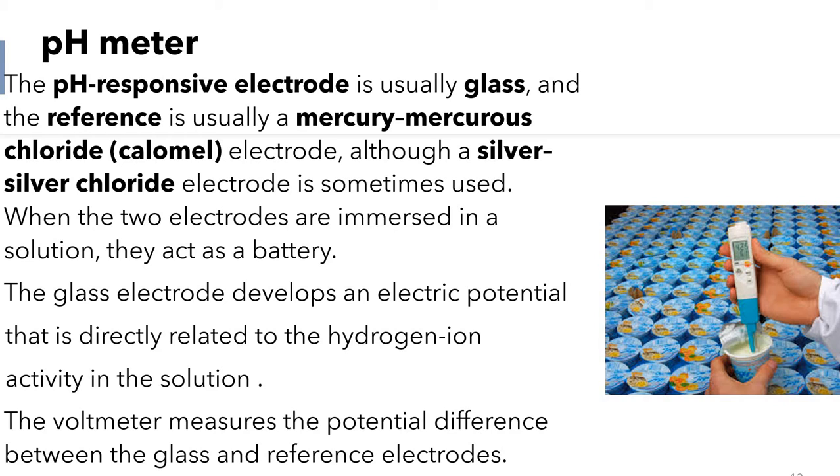When the two electrodes are immersed in a solution, they act as a battery. The glass electrode develops an electric potential that is directly related to the hydrogen ion activity in the solution. The voltmeter measures the potential difference between the glass and reference electrodes.